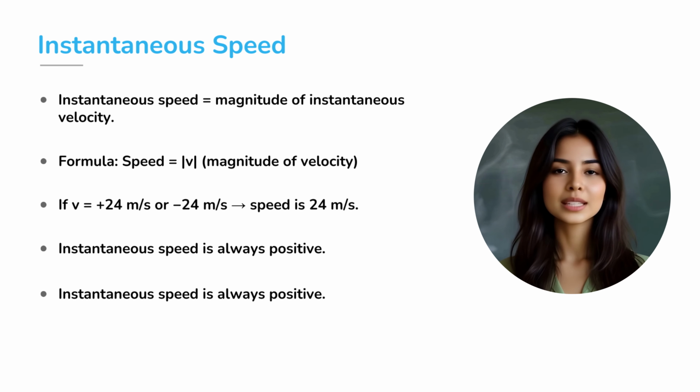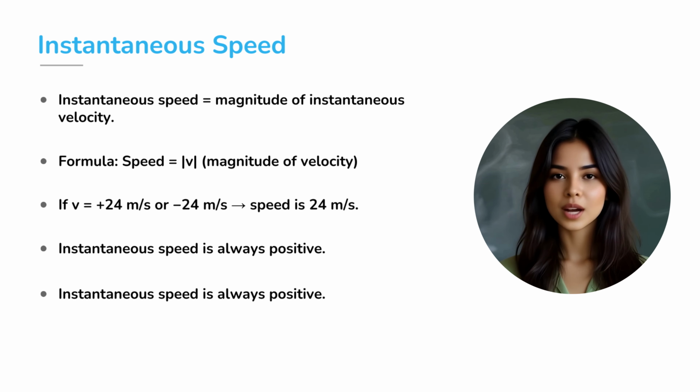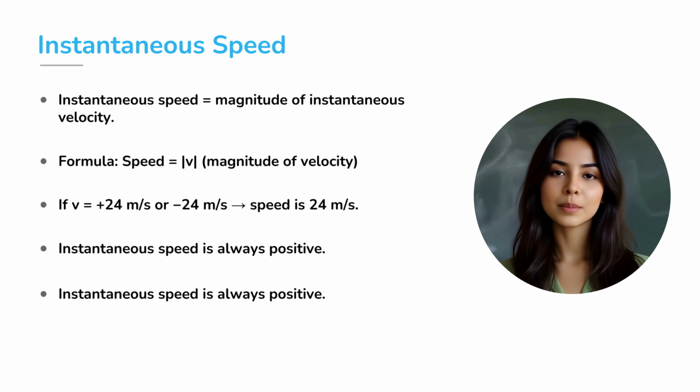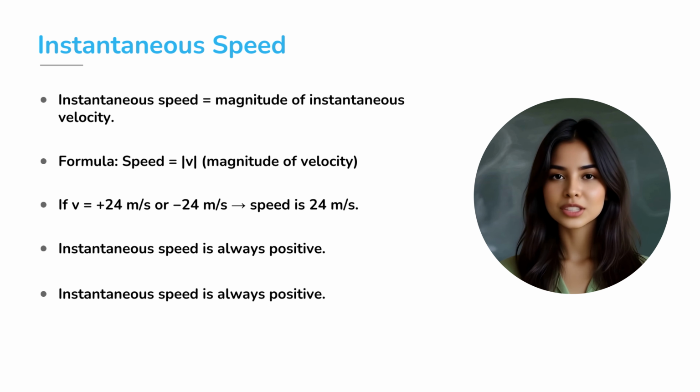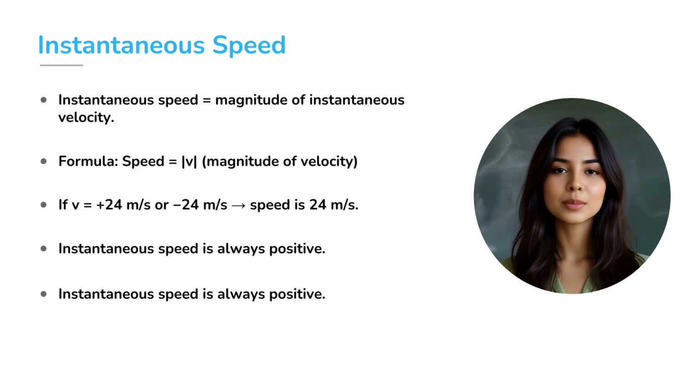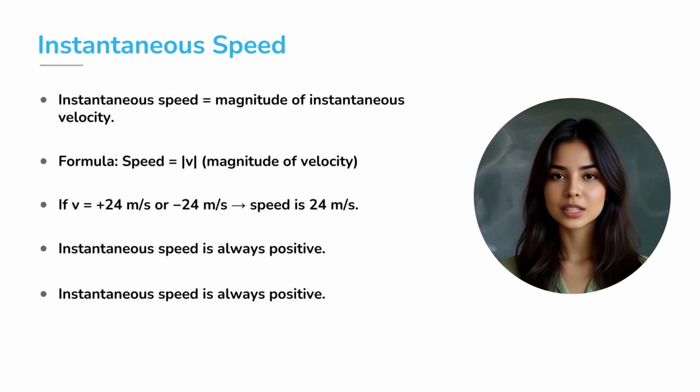Now let's talk about instantaneous speed. While velocity includes direction, speed only tells us how fast. It ignores direction completely. Instantaneous speed is simply the magnitude of instantaneous velocity. Here's what that means. If your velocity is plus 24 meters per second, then the speed is 24 meters per second. If your velocity is minus 24 meters per second, the speed is still 24 meters per second.